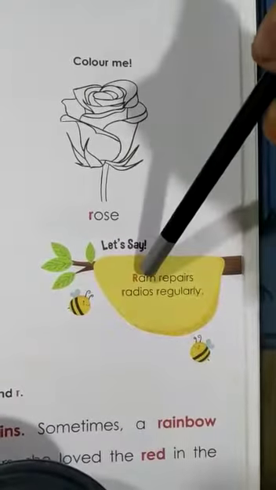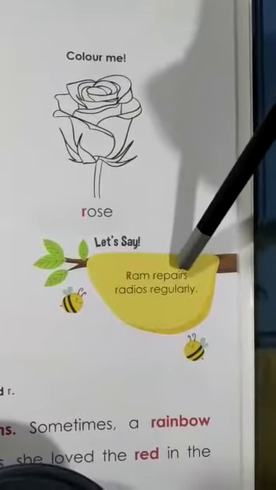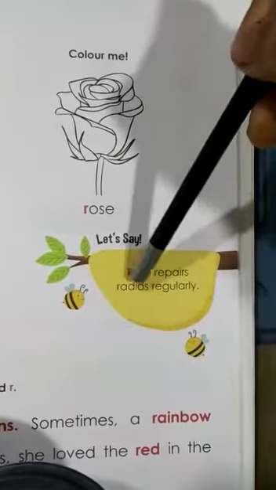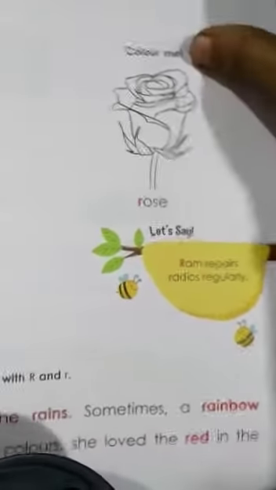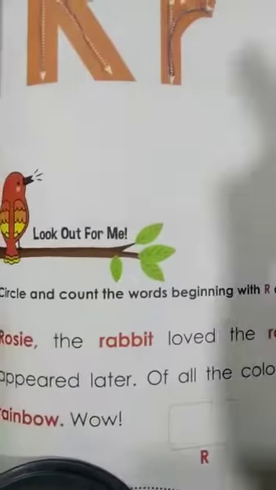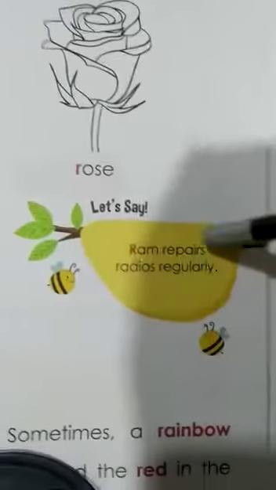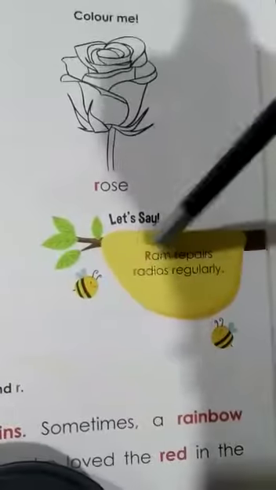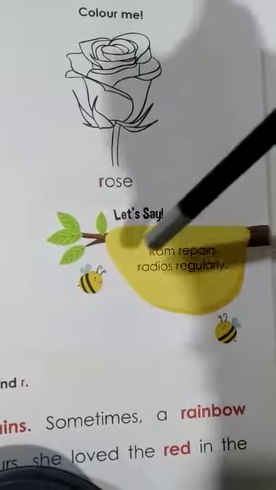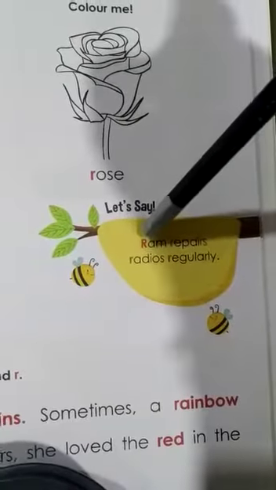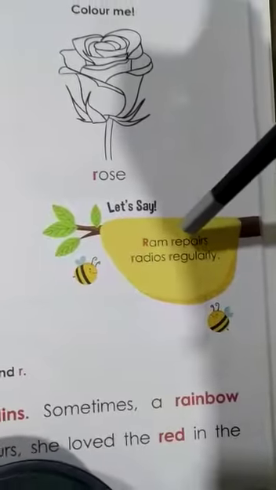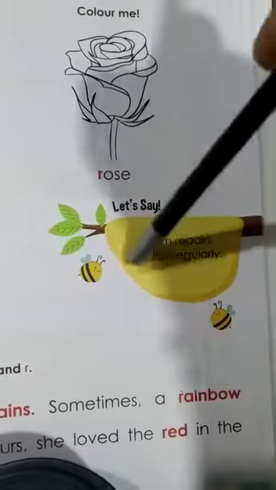So Ram starts with R, repair starts with R, radio starts with R, and regularly starts with R. So this is a small sentence using R words, words starting with letter R. Ram starts with capital letter R and these three words start with small letter R.